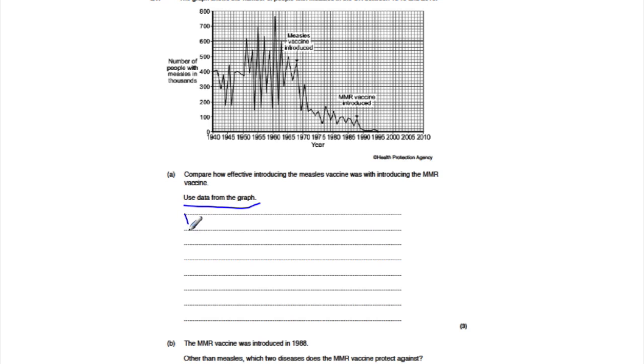I'm going to say first of all that both the vaccinations lead to a reduction in number of people or number of cases of measles. Okay, so there's a pretty obvious first mark.